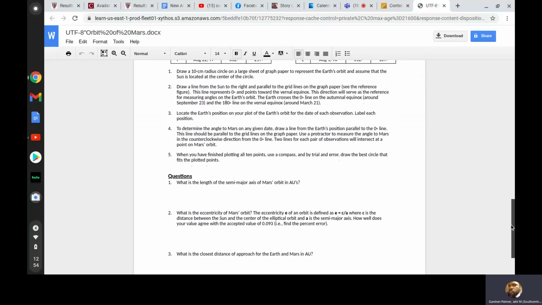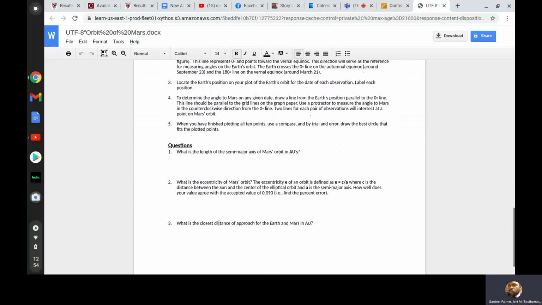Awesome, no problem. It says, what is the eccentricity of Mars's orbit? The eccentricity is defined as e equals c over a, where c is the distance between the sun and the center of the elliptical orbit, and a is the semi-major axis. You'll find the center by using your ruler. And of course, the semi-major axis you measured in part 1.